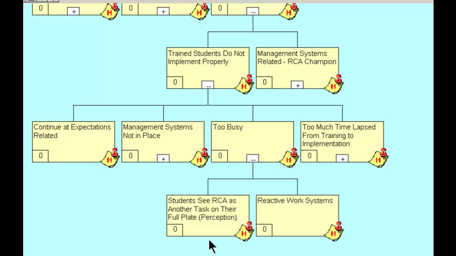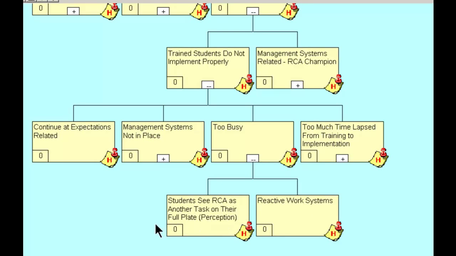We're too busy. Students see RCA as another task on their plate. Again, this is the flavor of the month. I've already got things to do. This is a fad that someone signed a big check for, and now I'm going to pay the price for it. Also, we have reactive work systems.